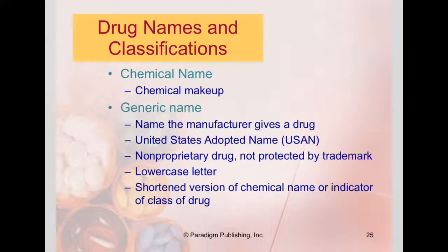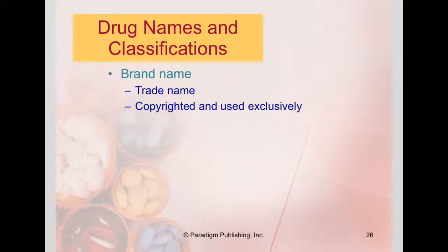Drug names and classifications. The chemical name is just the chemical makeup. Then you have the generic name. That's the name the manufacturer gives the drugs. It's not protected by a trademark. It starts with a lowercase letter, and it's a shortened version of the chemical name or an indicator of the class of drugs. You should know the different terms, the chemical, generic, and brand.